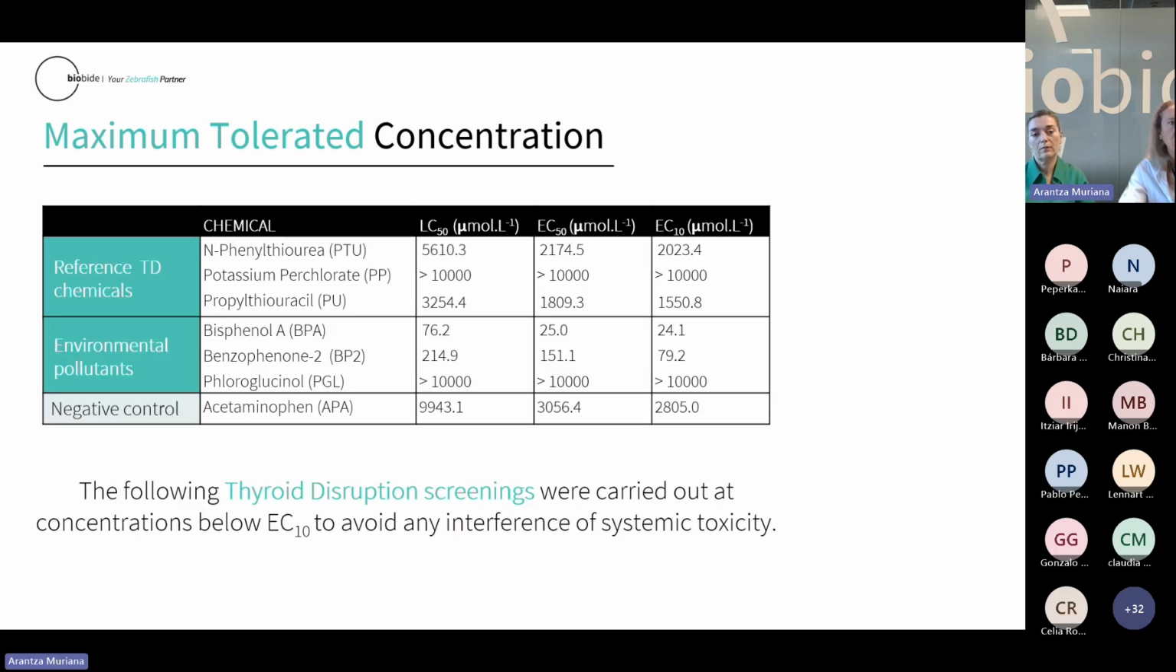After performing the assays, we could determine the values for all the compounds except for potassium perchlorate and for phloroglucinol, because the embryos didn't show any toxicity when incubated with these reference compounds. So the following thyroid disrupting screenings were carried out at concentrations below the EC10 values to avoid any interference of systemic toxicity.